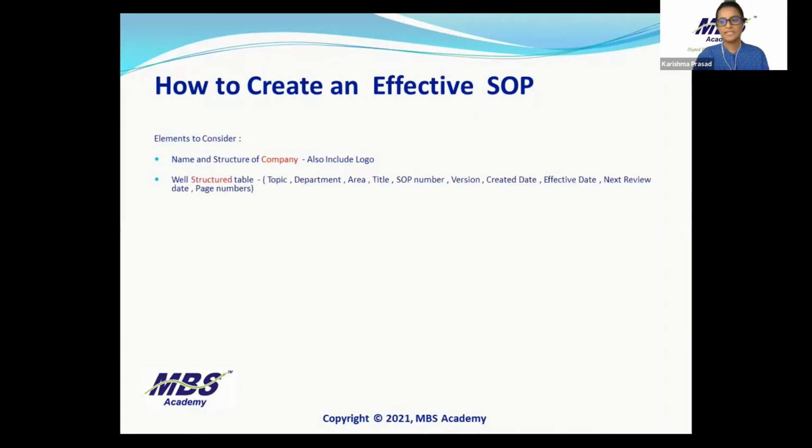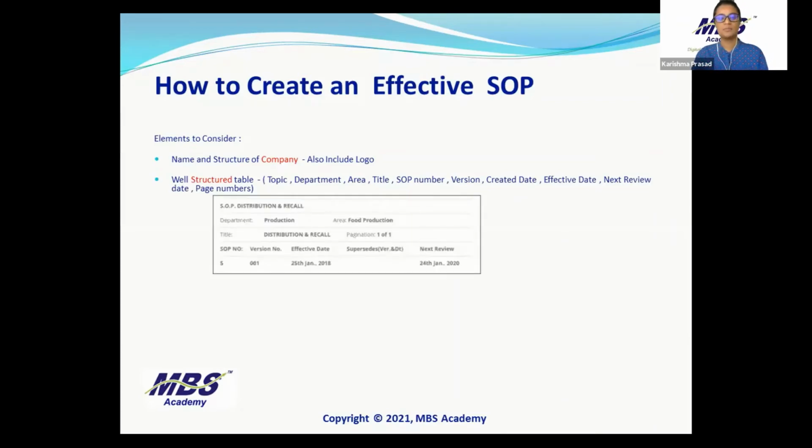Now, the second is we should have a well-structured table. I also have an example of a structured table that you can look at while I'm talking. So your structured table will have a topic. For example, this one says SOP for distribution and recall. It will have a department to show where this SOP belongs, so it belongs to the department for production. Then it shows the area in the production department where it goes in, so it is in food production. Now the title of the SOP is stated as the distribution and recall in the food production area.